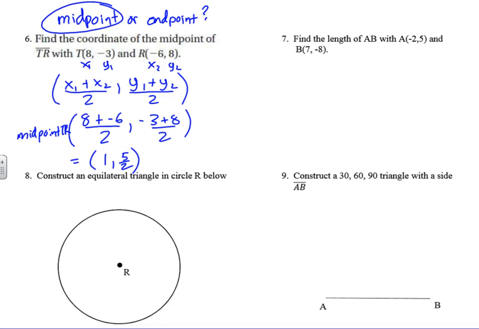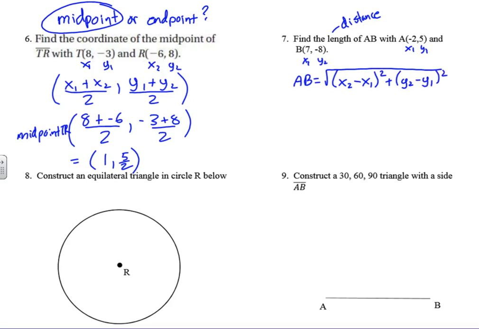Number 7, find the length of AB. Now you want to think length is distance, all right? Now notice AB, when they write AB without the segment bar over the top, that's another way of indicating distance. So our points are x1, y1, x2, y2. So AB is going to equal the square root of x2 minus x1 quantity squared plus y2 minus y1 quantity squared. Take the square root to find the distance.